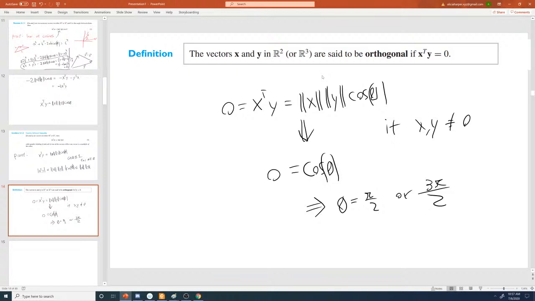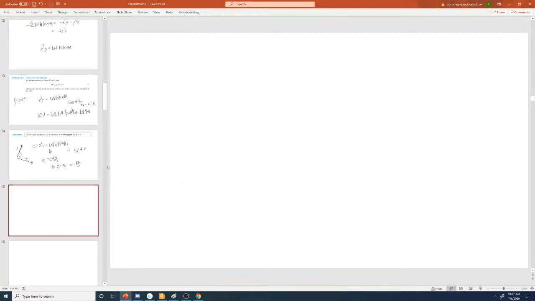In either case, the picture we get is something like this. We have our vector x, and then we have a vector y, and we have a right angle between them. So whenever the scalar product of two vectors in R2 or R3 vanishes, it implies that the angle between them is, in some sense, 90 degrees, depending on where you measure it from. Now, we can use this in a very fun way.